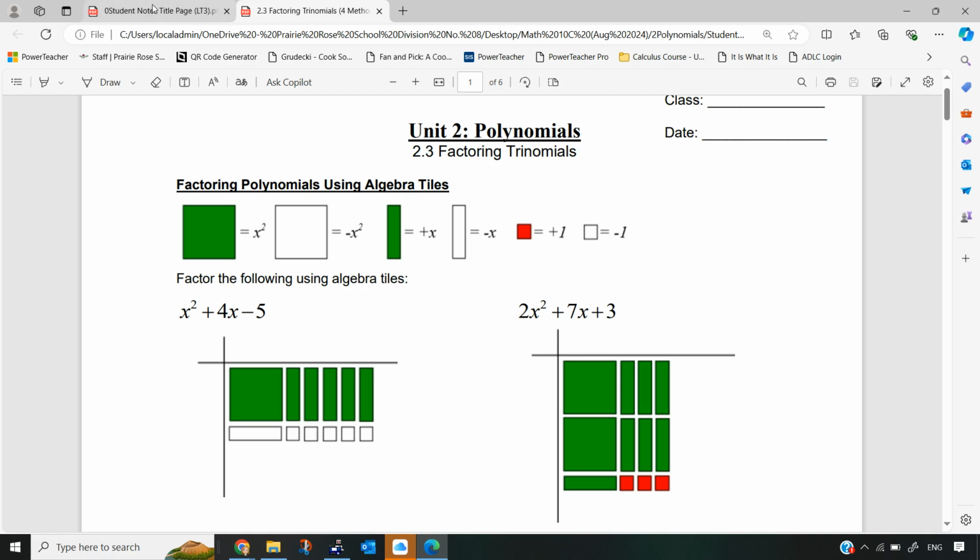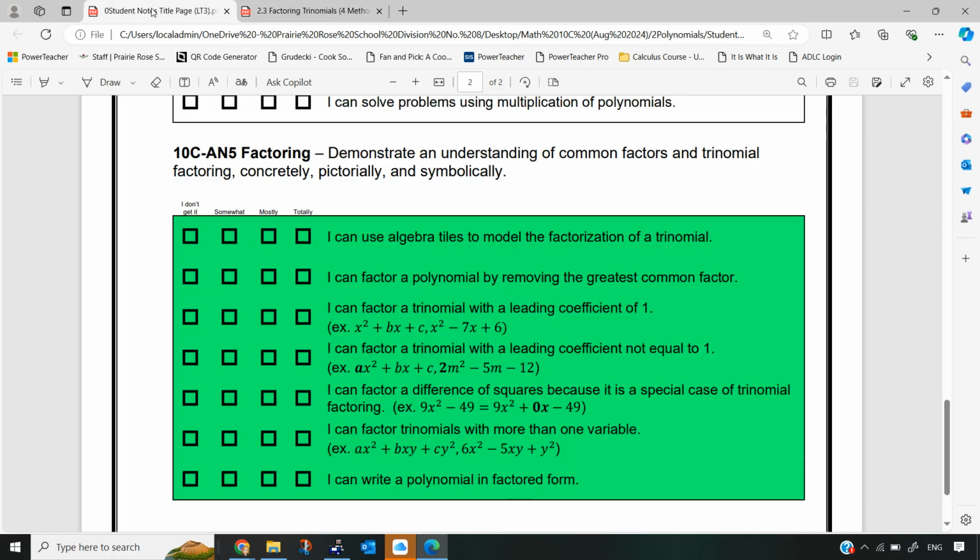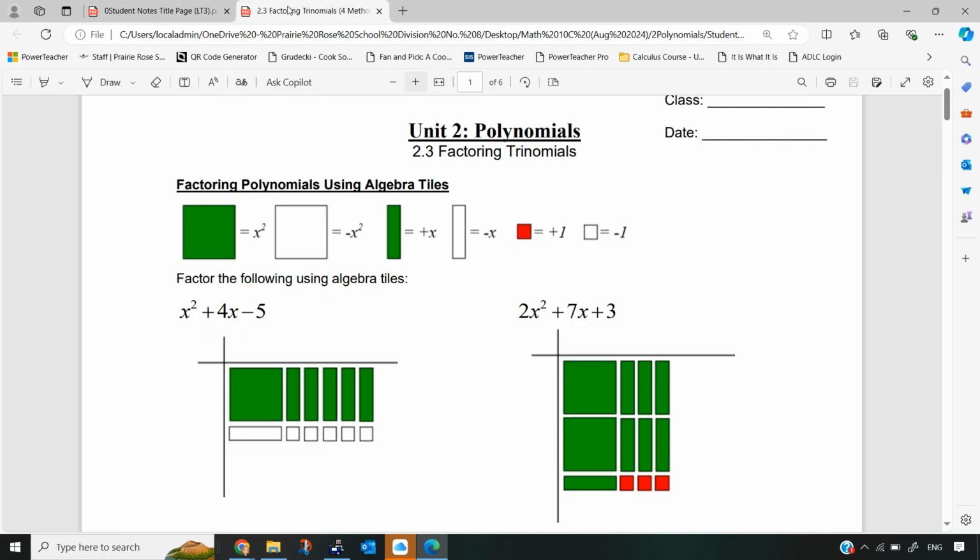Let's start with our learning targets. By the end of this lesson, you should be able to use algebra tiles to model the factorization of a trinomial. Again, you should be able to factor a polynomial by removing the GCF. Remember, that's the first step whenever we're factoring. You should be able to factor a trinomial with a leading coefficient of 1, factor a trinomial with a leading coefficient not equal to 1, factor a difference of squares, and then factor a trinomial with more than one variable. And then in the end, you should be able to write all of your polynomials in factored form if they're factorable. Start by reviewing algebra tiles.